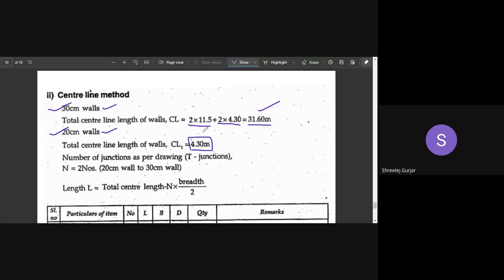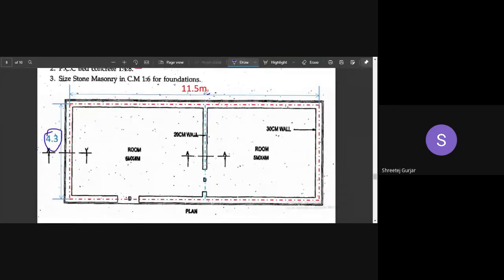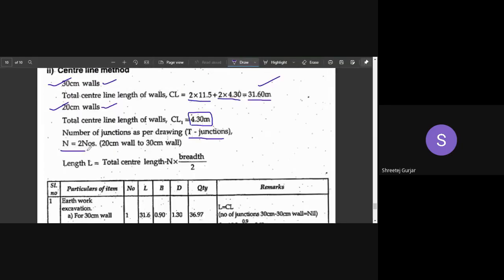No need to calculate. So we have calculated the total centerline length of my 30 centimeter and 20 centimeter walls. Now we need to look into the number of junctions, specifically the number of T junctions. From the plan, you can observe that there is one T junction here and one T junction here. So the number of junctions, that is capital N, is equal to 2. That is written here, capital N, the total number of T junctions, is 2. Okay.